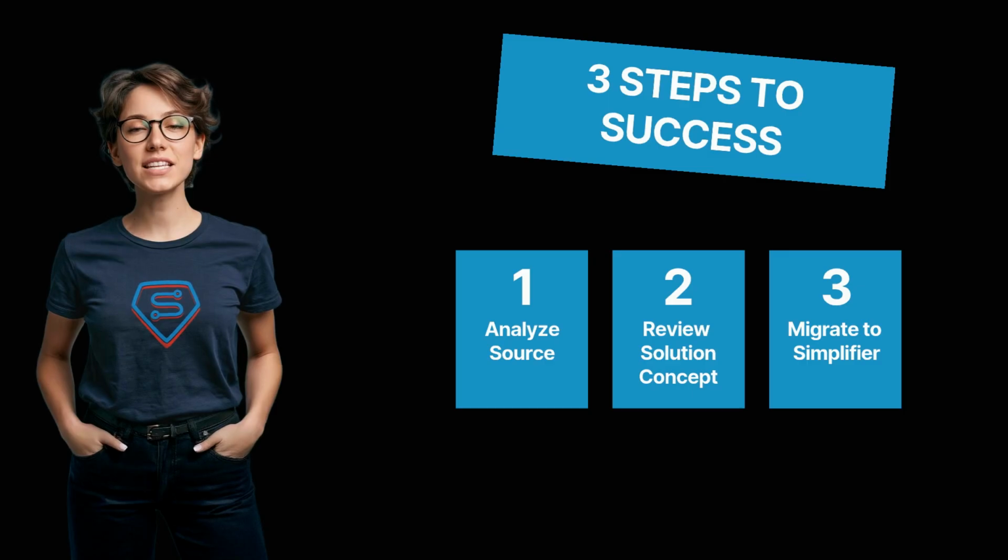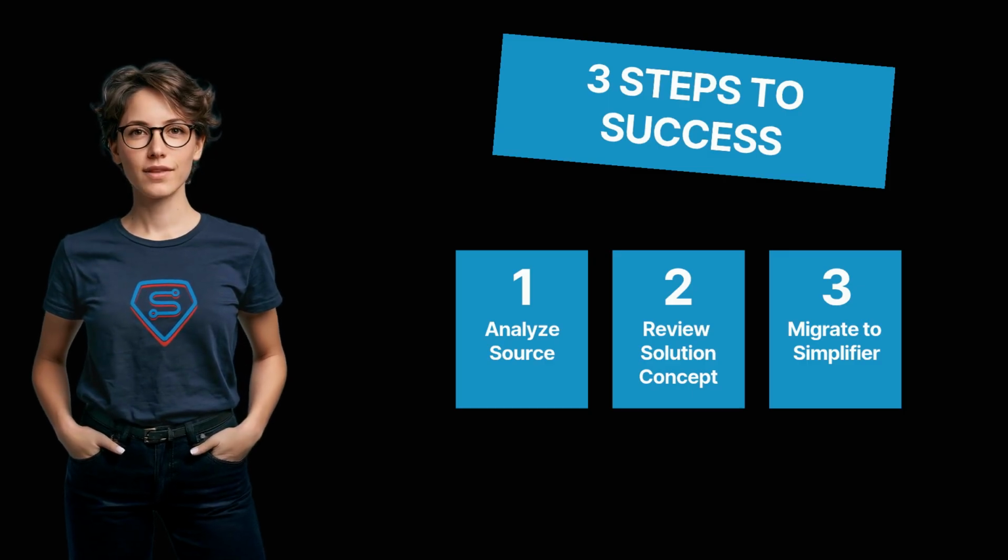I work with an easy 3-steps approach. First, I analyze the code of the source like an ABAP code. Then, I build a solution concept based on Clean Core principles and Simplifier architecture. And finally, I migrate the solution based on the concept together with my AI agents, Anna and Ingo.